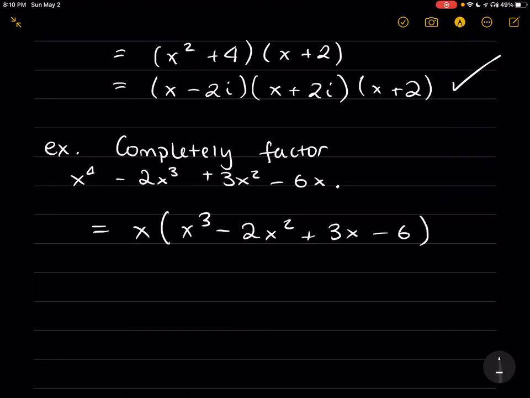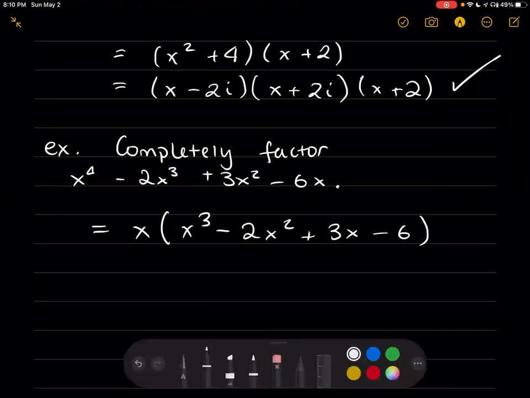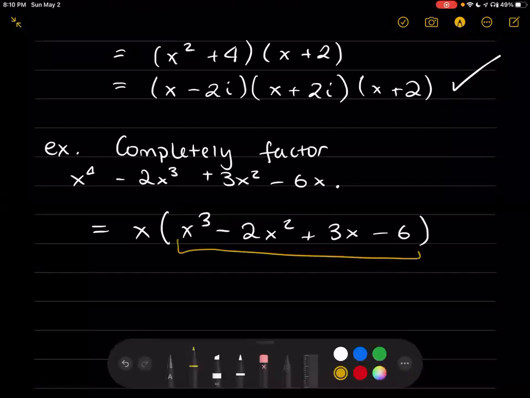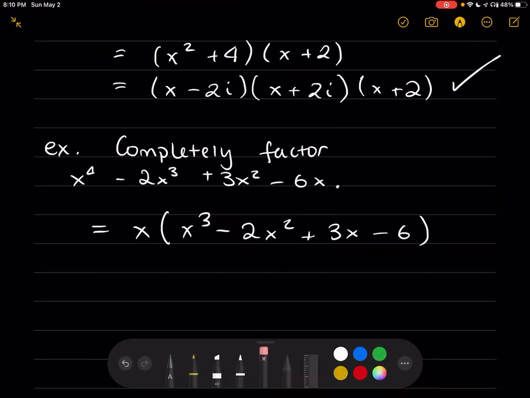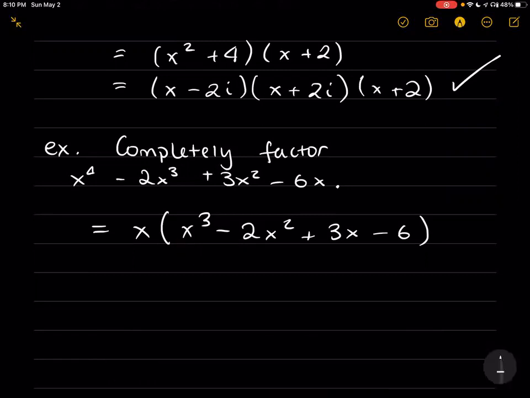Okay. Now I could use factor by grouping on this, because we still need to factor this. But I'm going to show you a different way that will be more general and more useful for other higher degree polynomials. We're going to use the rational roots theorem to try to factor this. Okay. So let's look at all the possible rational roots.